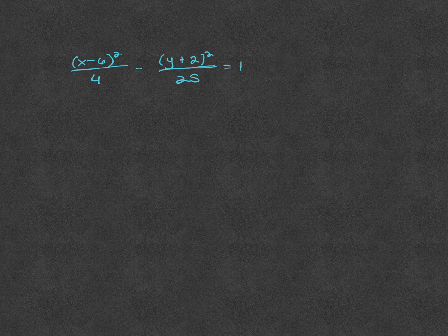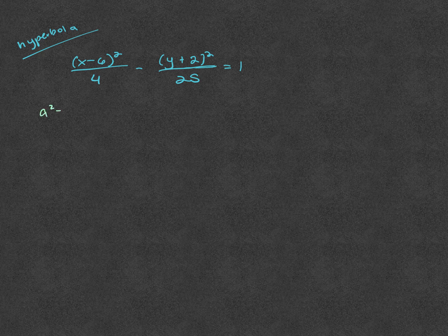All right, so notice the only thing I changed on this one is the minus in between, which makes this now a what? Hyperbola. All right, tell me what you know just from the equation. So x minus 6 squared over 4 minus y plus 2 squared over 25 equals 1. Tell me what you know already.